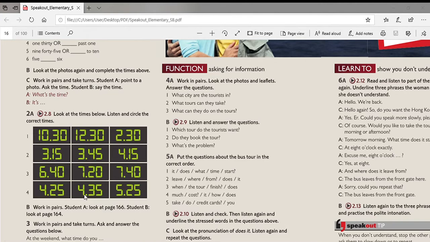Now, as you see, 15 and 45 minutes are called quarter. All 30 minutes are called half, and we use two prepositions, past and to. Past is used from the beginning of the hour up to 30 minutes, and the preposition to is used from 30 minutes to the next hour. And in this case, we know to what time it's left or after what time it goes.